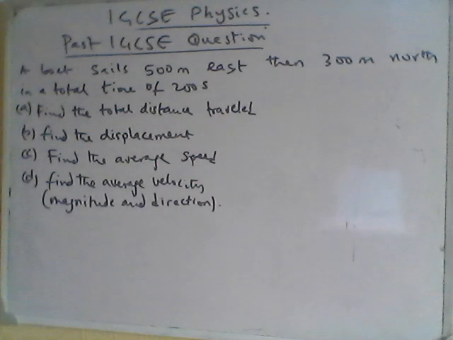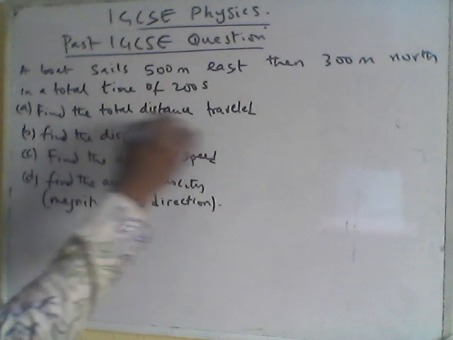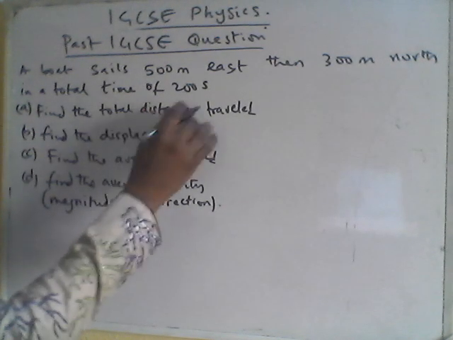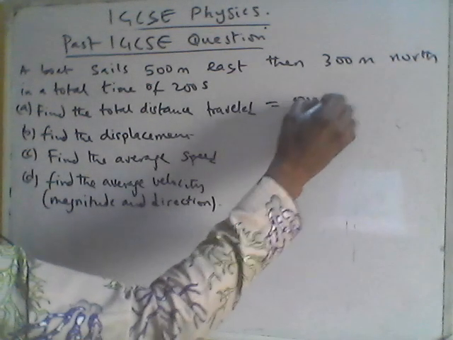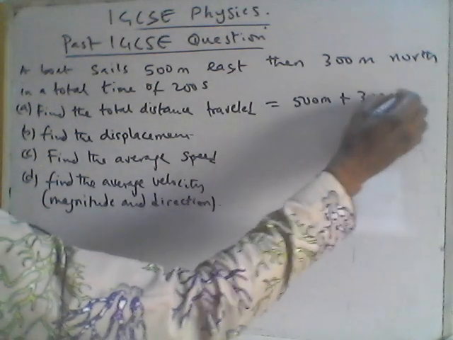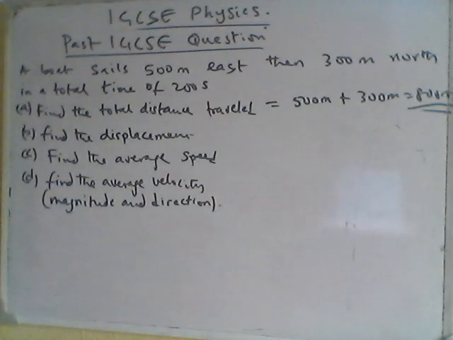This one is easy because total distance traveled, distance itself, is a scalar, right? So the total distance traveled is equal to 500 meters plus 300 meters. That will give us 800 meters. So this one is settled. But displacement has to do with resultant direction.